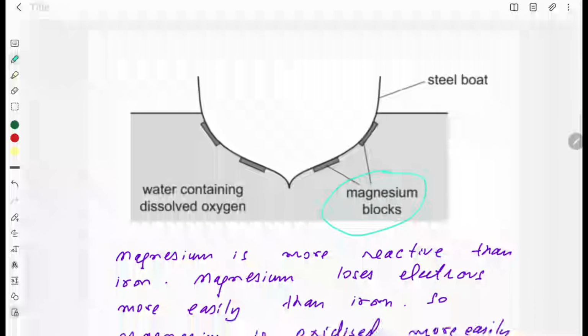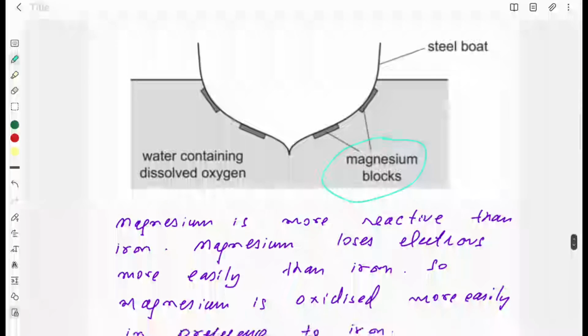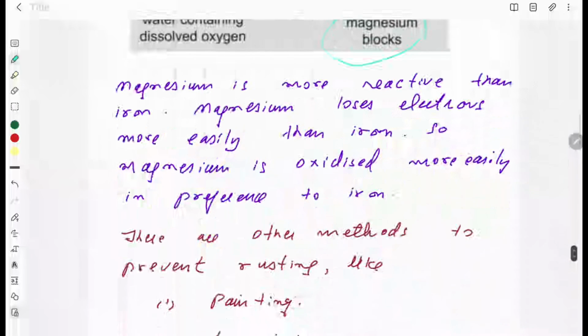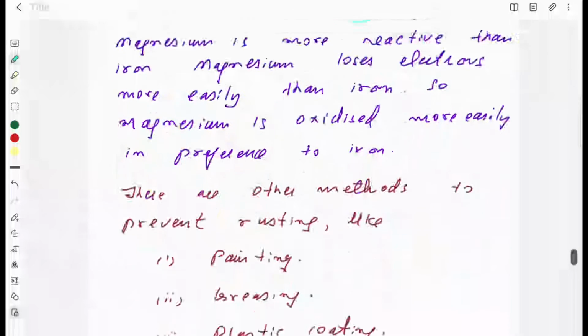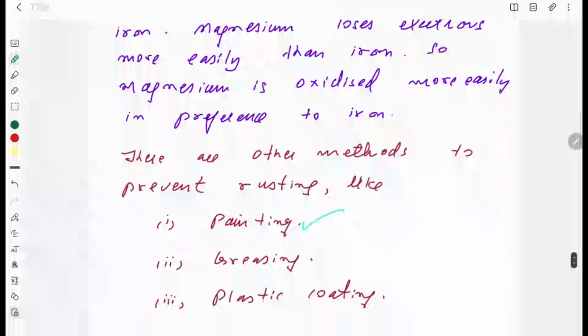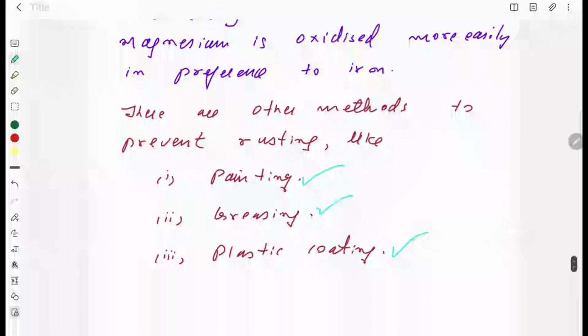And since magnesium is more reactive than iron, it will lose electrons more easily than iron. And magnesium is oxidized more easily in preference to iron. So magnesium will in the same way corrode and iron remains as it is. There are other methods to prevent rusting, like painting, greasing, and plastic coating, but these are the important ones.